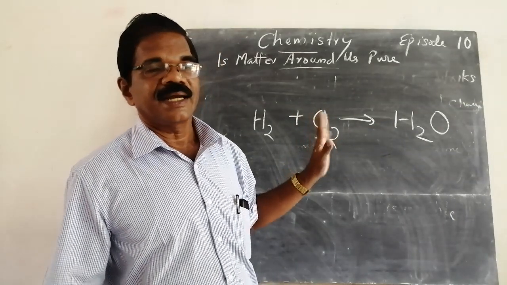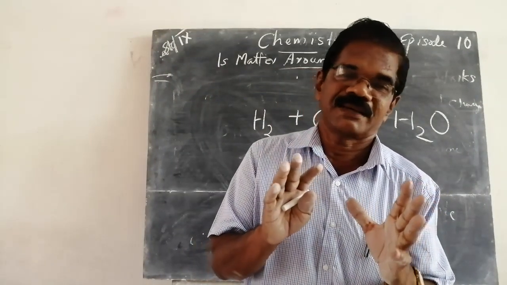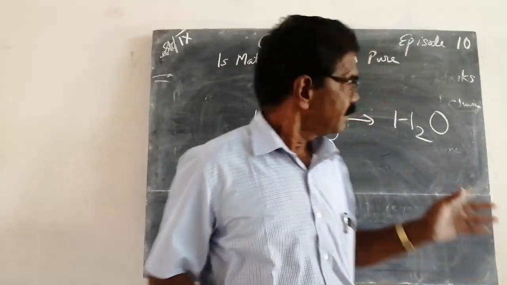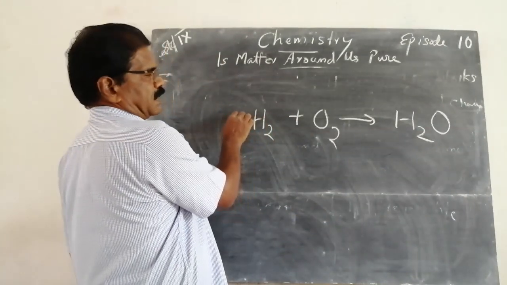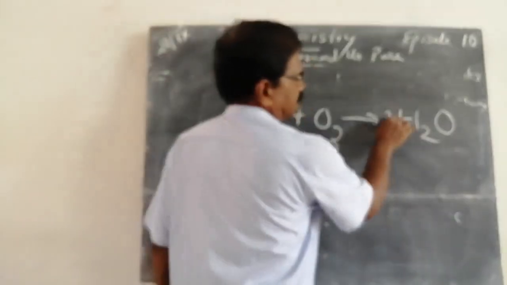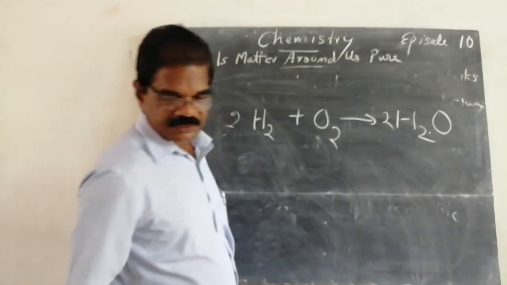Compounds combine in a fixed ratio. Here, hydrogen and oxygen combine in a fixed ratio. Hydrogen to oxygen is 2:1.